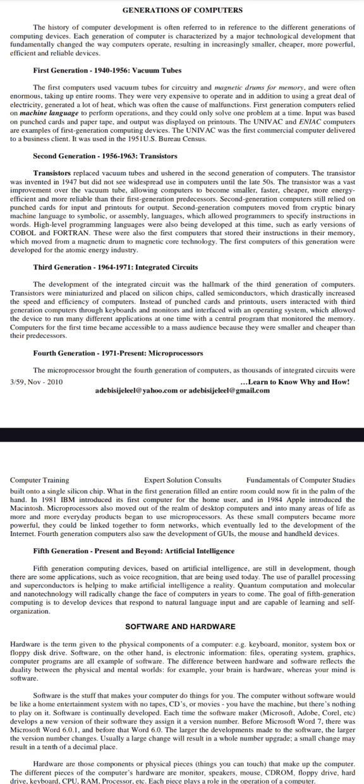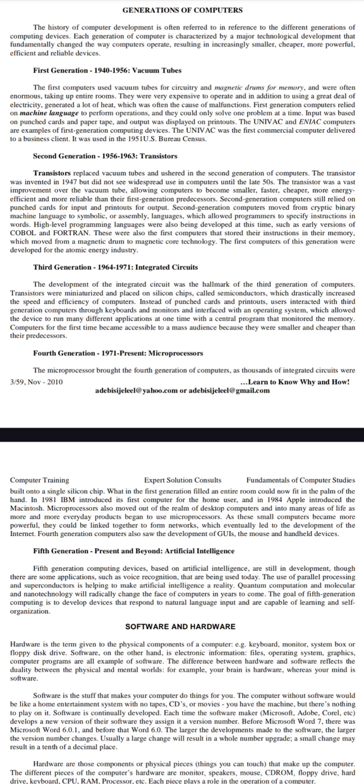The first computers used vacuum tubes for circuitry and magnetic drums for memory, and were often enormous, taking up entire rooms. They were very expensive to operate, and in addition to using a great deal of electricity, generated a lot of heat, which was often the cause of malfunction.